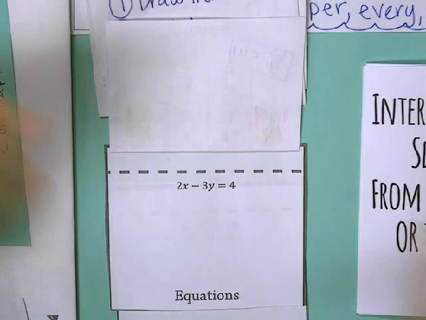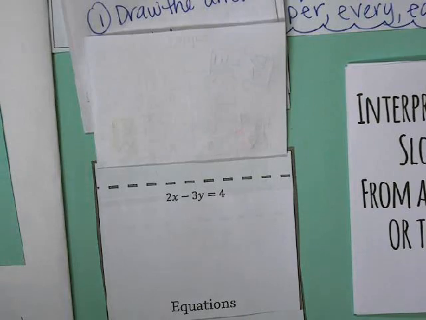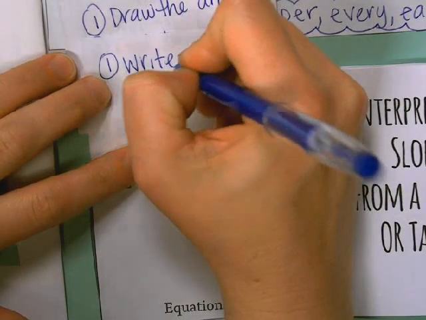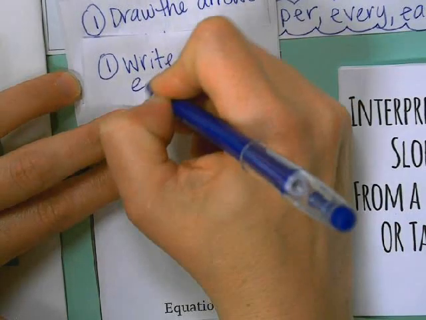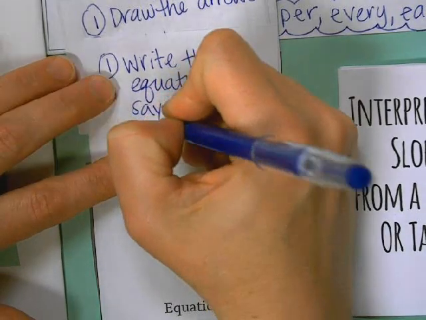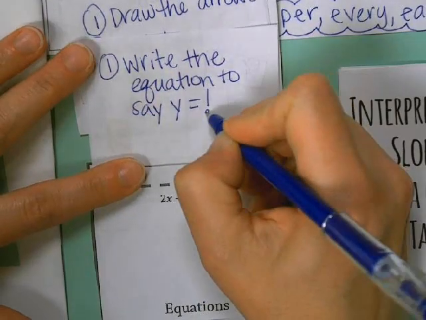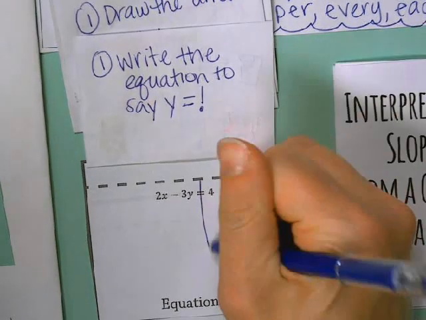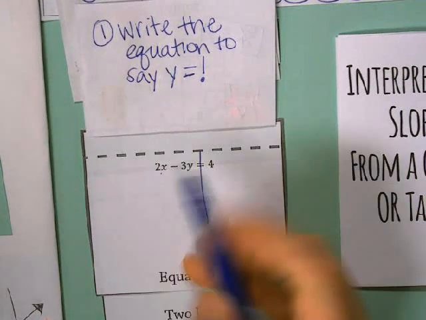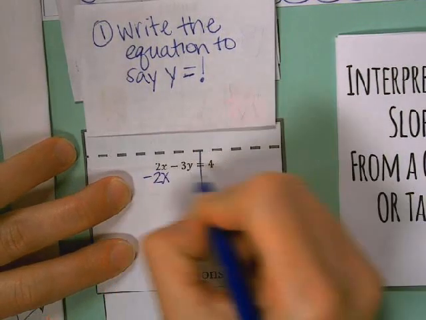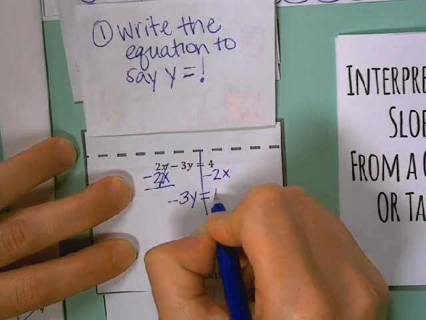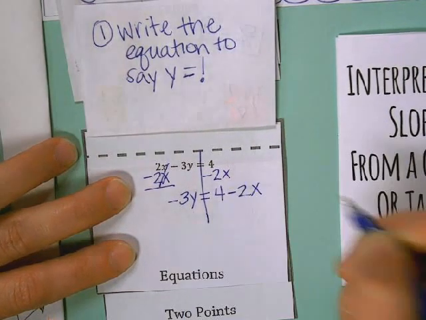Okay? Alright, let's talk about finding slope from equation. In order to be able to find the slope in your equation, it must say y equals. So write the equation to say y equals. Okay, so let's look at this equation here. What are we going to have to do first? We're going to first have to subtract the 2x from both sides. We're left with negative 3y equals 4 minus 2x.